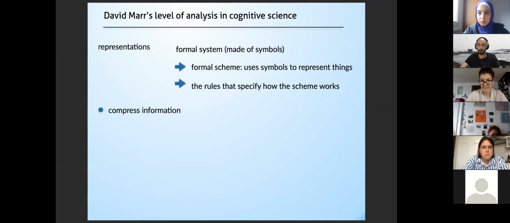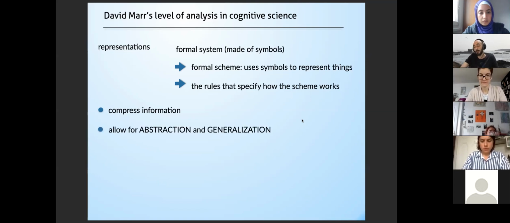Okay. Other questions? Or can I continue? Okay. So now we're going to talk about these kinds of things. And one of the advantages of representing stuff in the way that Marr talked about is that we can compress information, okay? So by representing stuff, if we have this formal scheme to encode information, then at the end of the day, our representation will be much lighter than a non-formal representation, right? And the other important feature is that it allows for abstraction and generalization.